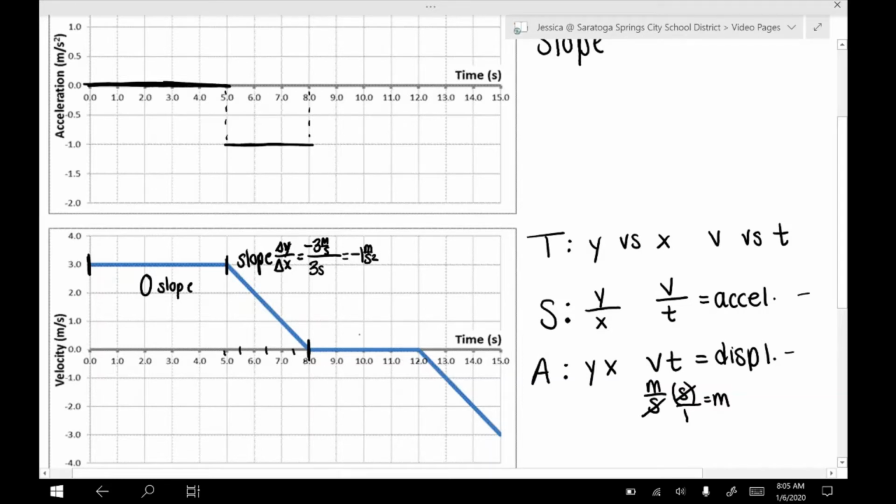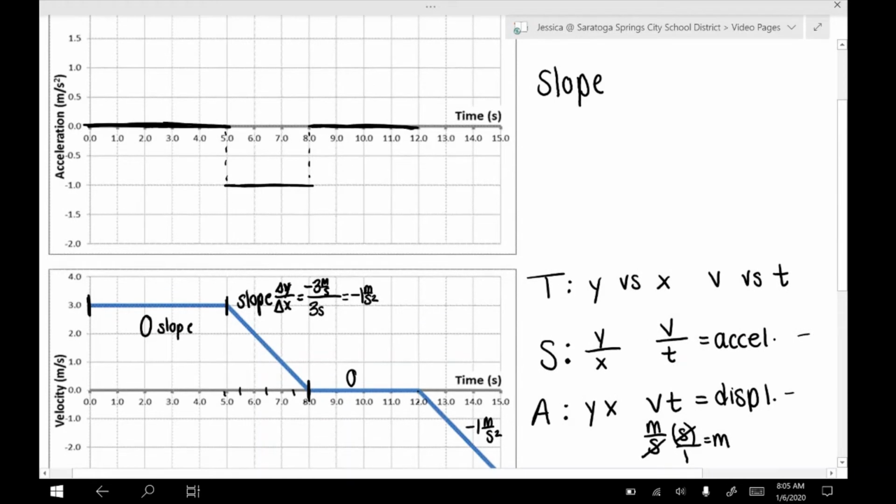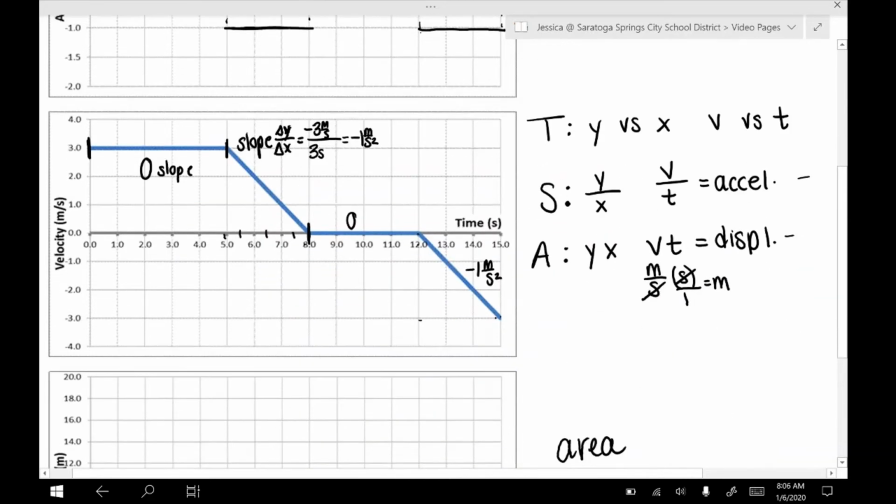From 8 to 12 seconds, we again have a slope of 0. So that goes back on the x-axis. And then from 12 to 15, again, we have a change in Y of -3, a change in time of 3 seconds. So that again gives us a slope of -1 meters per second squared. So we're going to jump back down to -1 here, and so on. Now notice that I didn't even pay attention to whether or not the velocity was positive or negative. I'm just paying attention to whether or not the slope is positive or negative, because the slope is what tells me information about the acceleration.